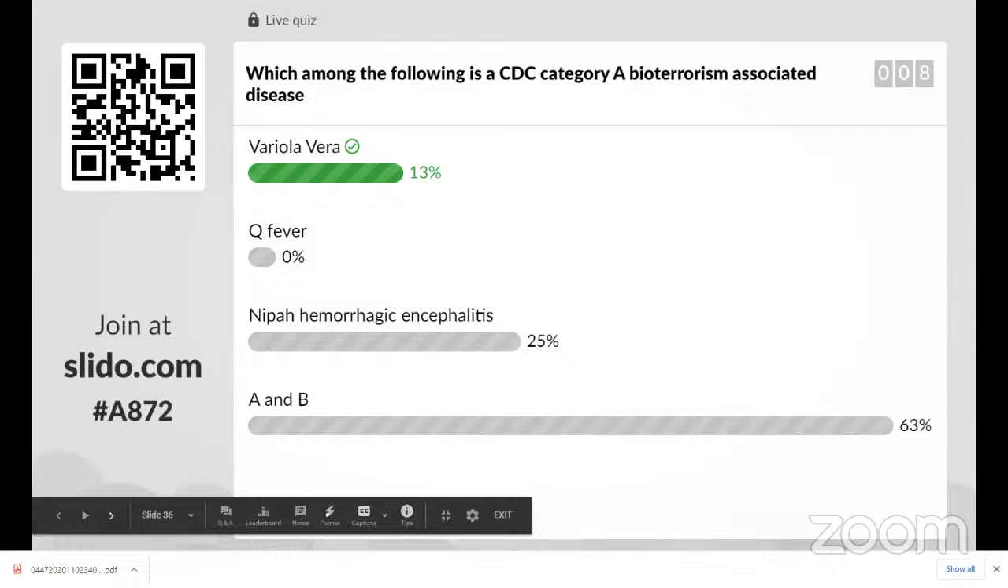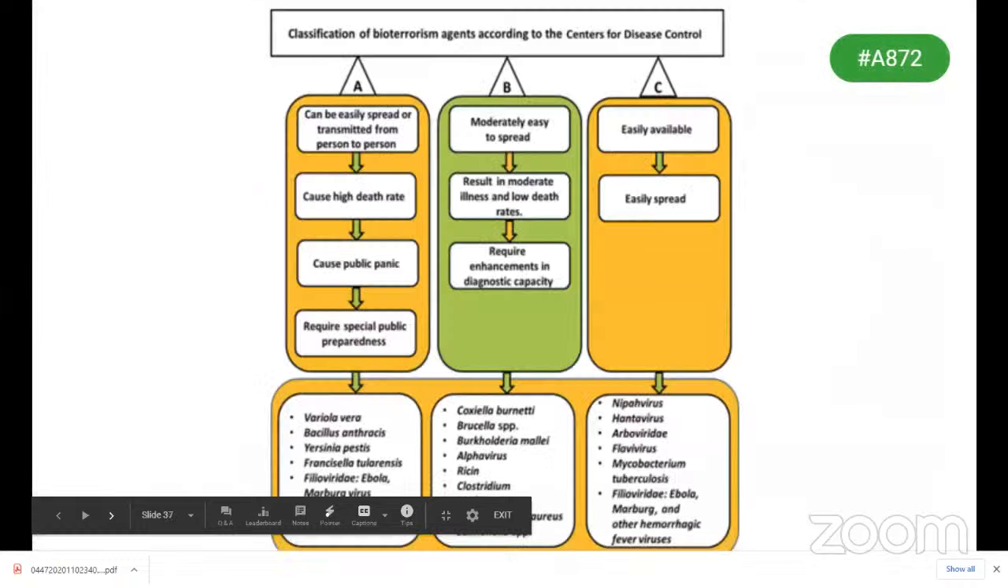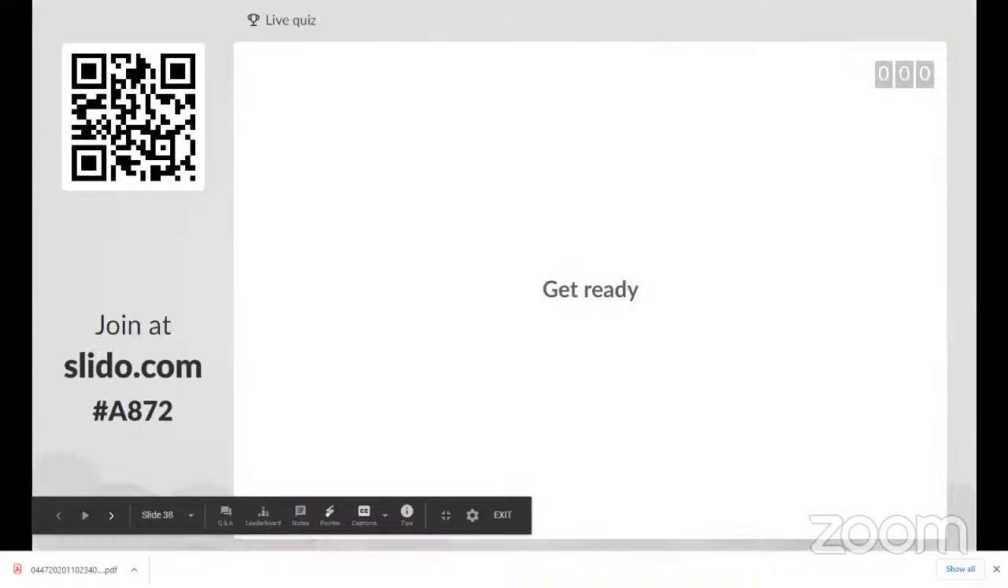So the correct answer actually is variola vera. If you see the criteria which was shown to us, category A has variola vera, anthrax, Yersinia, tularemia, and of course other viruses like Ebola, Marburg, etc. Q fever is not here.